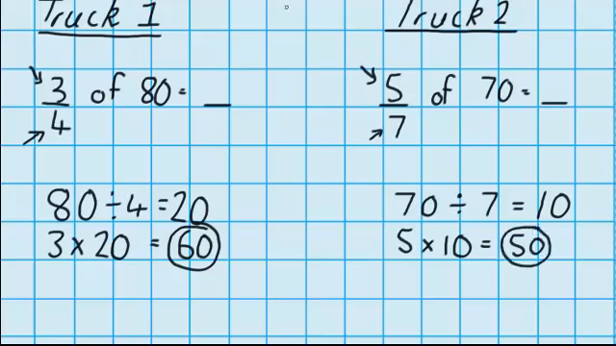So I can see that truck 1 has travelled 60 kilometers, truck 2 has travelled 50 kilometers, which means truck 1 is the one that has travelled the furthest. Let's have a think about the important things to remember from this lesson.